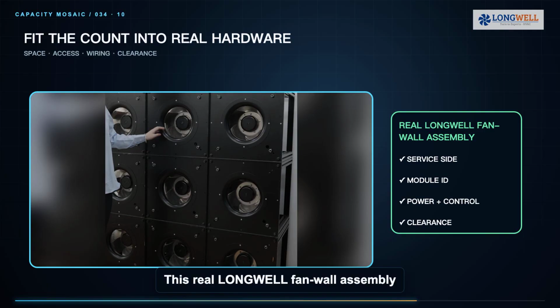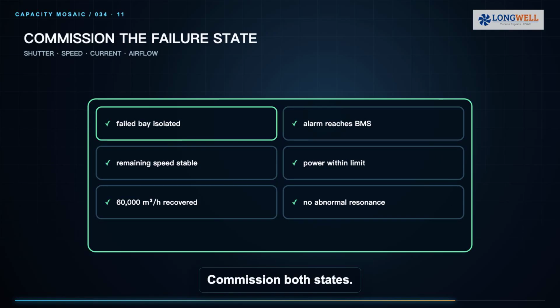This real Longwell fan wall assembly shows why the layout must be treated as equipment, not just a multiplication table. Each module needs a serviceable boundary, consistent airflow approach, secure mounting, power and control connection, and identification. The individual LWBE3G plug fan family is only a candidate until the exact model and the assembled wall are checked at the project duty.